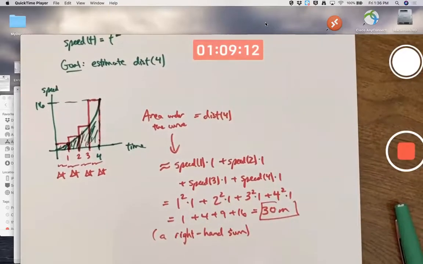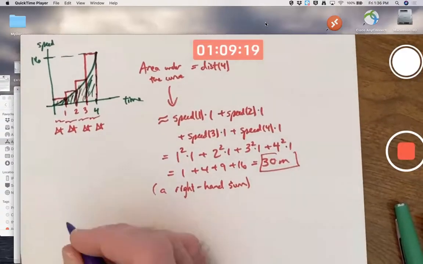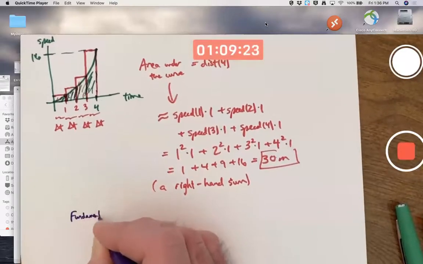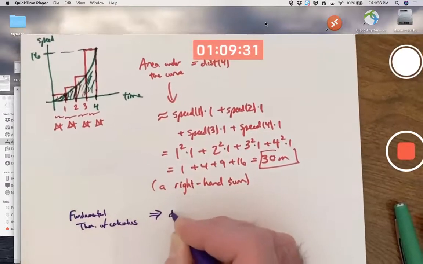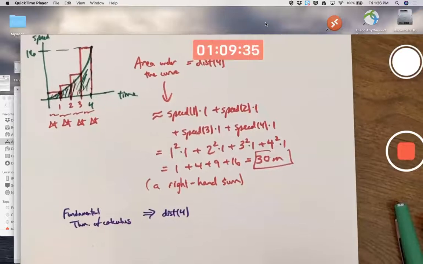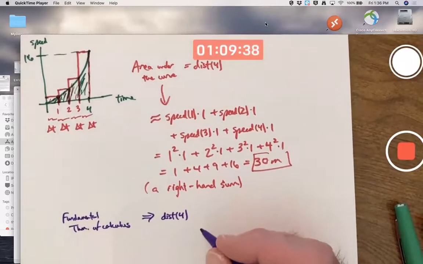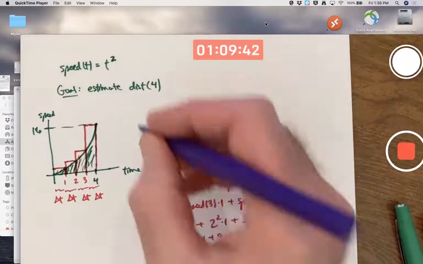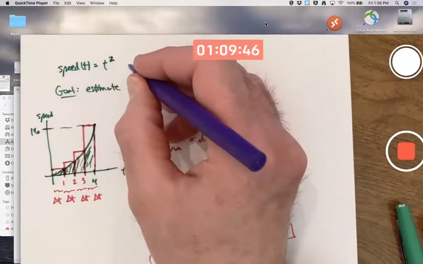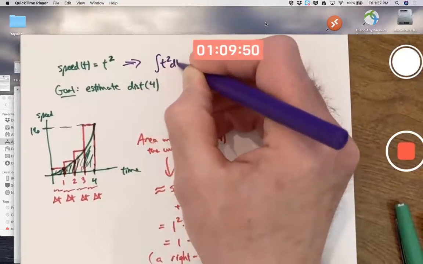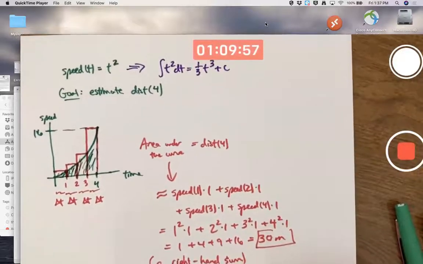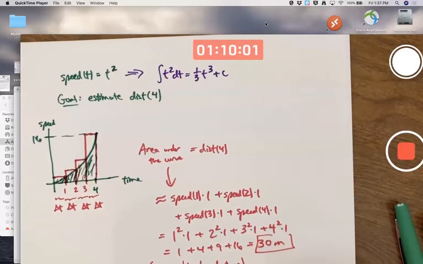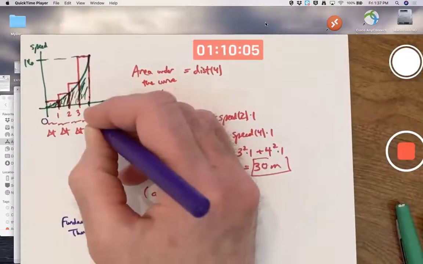How do you find the exact right answer? That's something called the fundamental theorem of calculus, and that's what I'll end class on. The fundamental theorem of calculus says that the distance traveled is actually: take this function and find an antiderivative of it. The general antiderivative here is 1/3 t cubed plus c. Plug in 4 into that function and then subtract what you get when you plug in 0. Why 4 and 0? Because those are the starting and ending values of t.